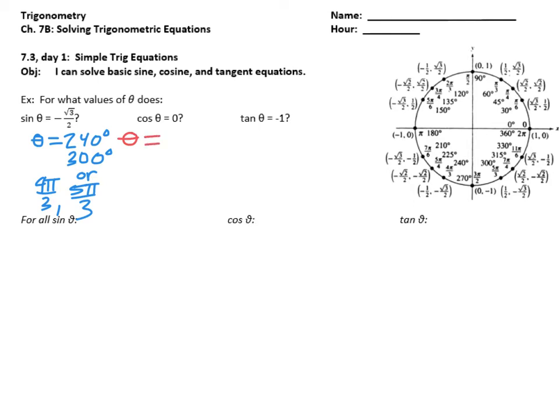Where's theta 0? Excuse me, not theta 0. Where's cosine 0? 90 degrees and 270. Go ahead right there in the unit circle and double check and verify. Yep, the x-coordinate or the cosine value at those 2 points is 0. If you want to talk in radians, 3 pi over 4, 7 pi over 4. Okay?